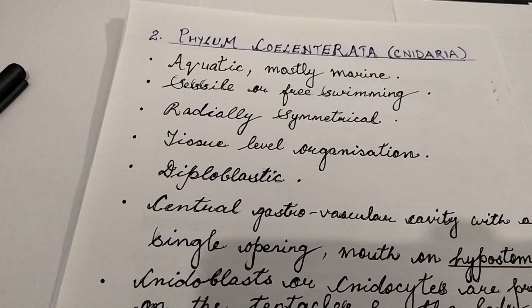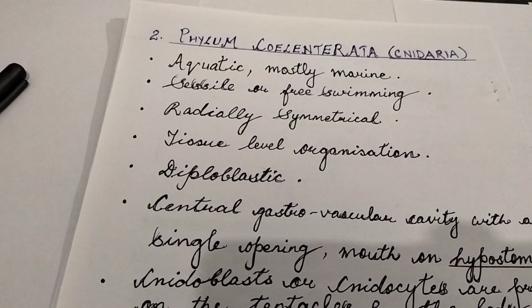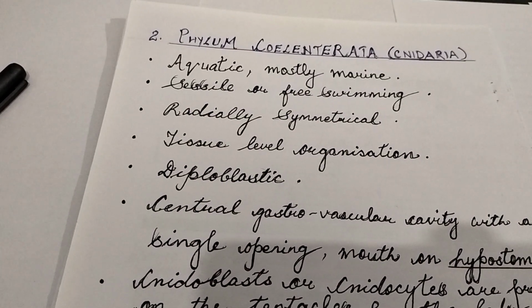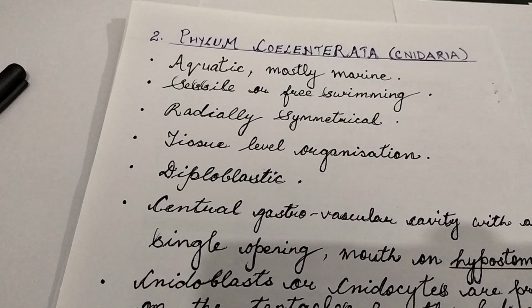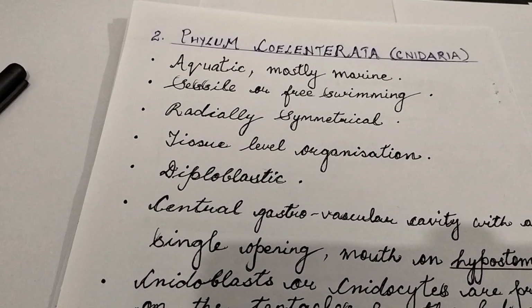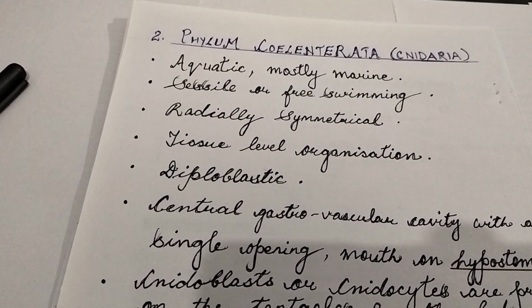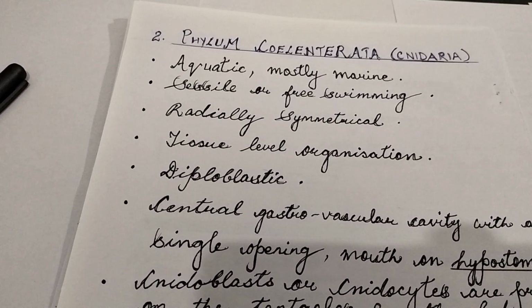In today's video, we will study about phylum Coelenterata. Continuing our chapter of Kingdom Animalia, we will study today phylum Coelenterata, also known as Cnidaria. In our last video, we discussed phylum Porifera. Those who have not watched that video can go to my YouTube channel and watch it there. So, we will study general characters of phylum Coelenterata or Cnidaria.